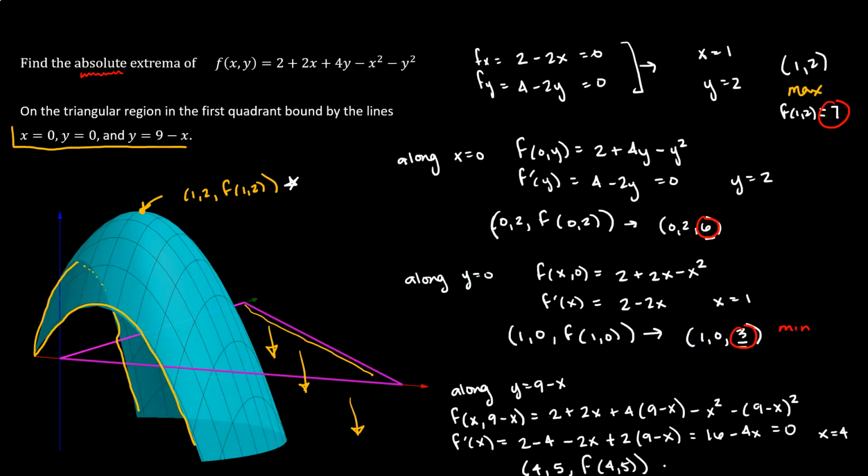If we plug 4 and 5 into our function for x and y respectively, then we find that the corresponding value is negative 11. And if we compare that to the other function values that we found in this process, we can see that negative 11 is smaller than 3, so 3 is not the minimum, smaller than 6, smaller than 7. It's smaller than all of the other values we found, so negative 11 must be the minimum.